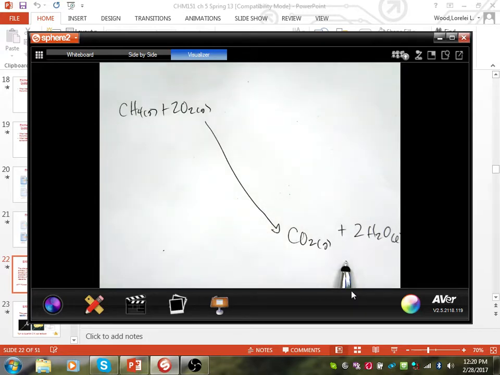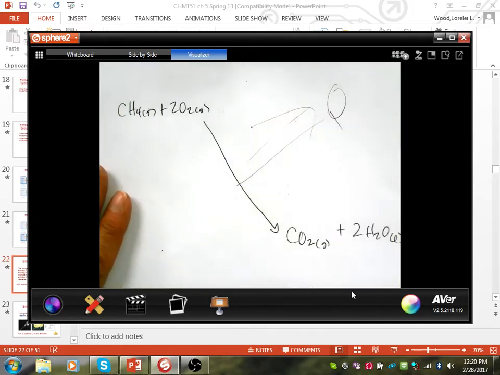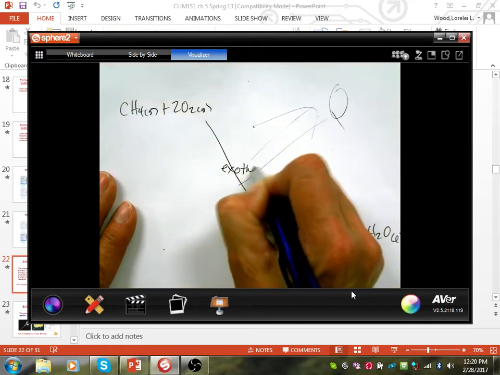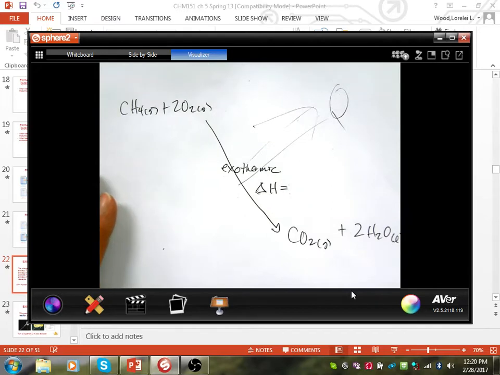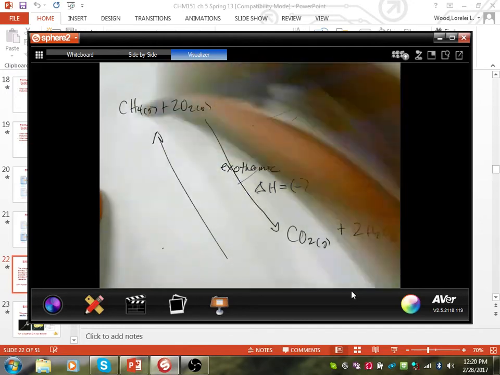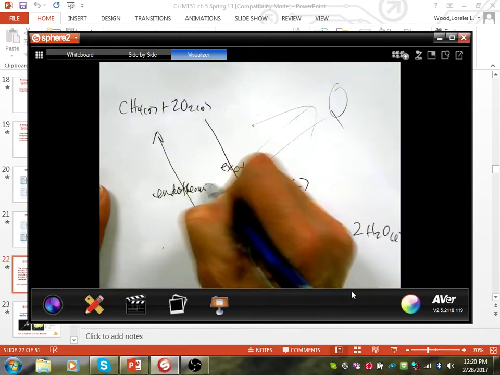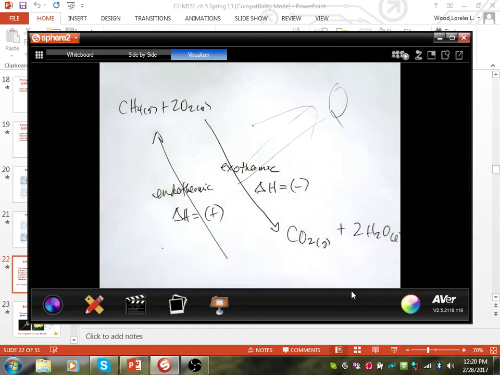What must have happened to Q? Q was released, right? So somehow Q had to leave the situation. So is this exothermic or endothermic? This is exothermic. What would my delta H sign be if it's exothermic? Negative. Heat is leaving. So the reverse process then would be endothermic, and my delta H would be positive. Makes sense?